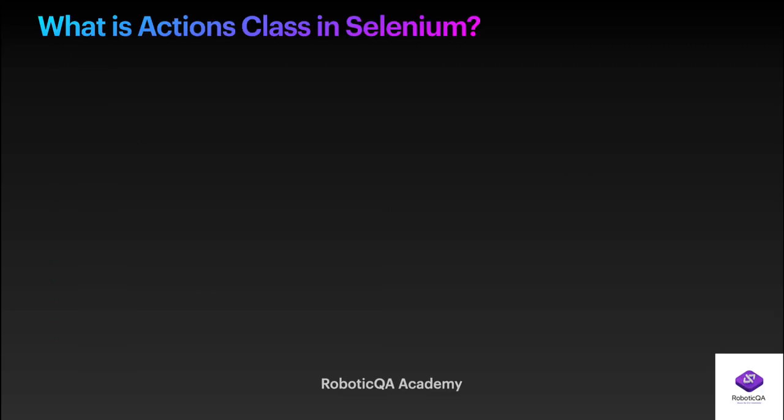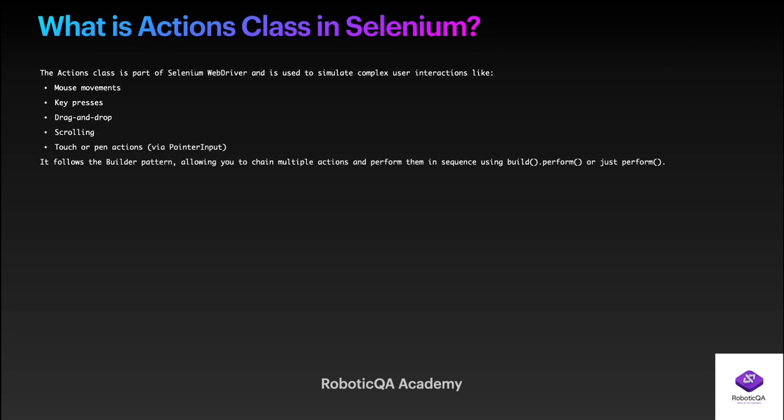So what is the Actions class in Selenium? The Actions class is a part of Selenium WebDriver and it is used to simulate complex user interactions. If you want to perform any mouse movement, like manually you deal with the mouse, you can drag and drop, scroll. All these you can do using the Actions class. Key press too: whatever keyboard action you perform manually, the same thing you can do with automation in Selenium using the Actions class. Even drag and drop, scrolling, or touch or pen actions via pointer input.